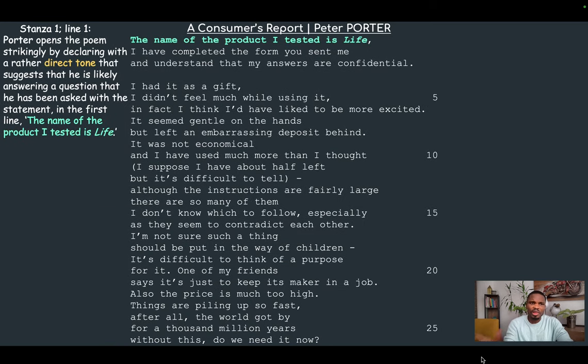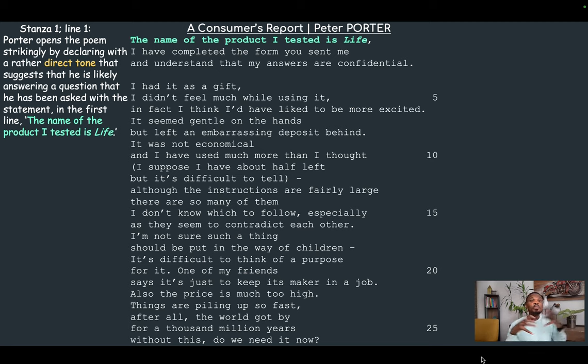Now, the analysis itself. Potter opens the poem strikingly, declaring with a rather direct tone that suggests he's likely answering a question that has been asked of him, with a statement in the first line: "The name of the product I tasted is life." Now, observe that life is italicized, but I'm going to come to that.